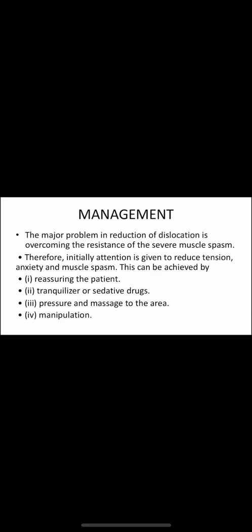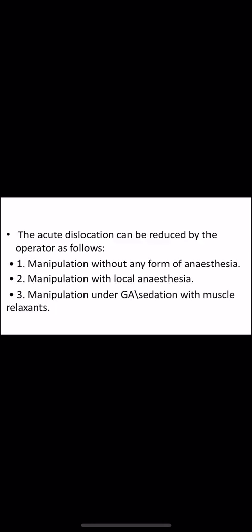Now comes the management of acute dislocation. The major problem in reduction of dislocation is to overcome the resistance of severe muscle spasm. So initially attention is given to reduce the tension, anxiety and muscle spasm, and this can be done by reassuring the patient. Tranquilizer or sedative drugs can be used, pressure and massage to the area, and then comes the manipulation. Manipulation can be done without any form of anesthesia, with local anesthesia, or under general anesthesia.